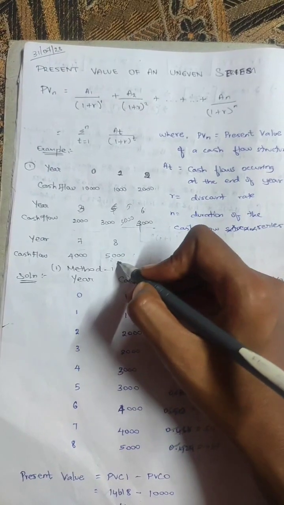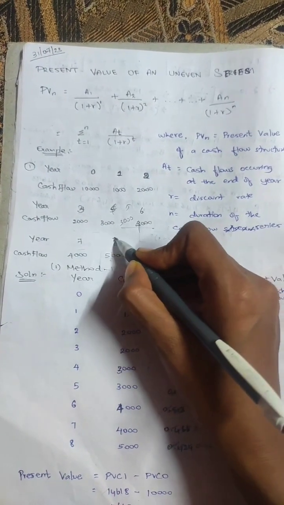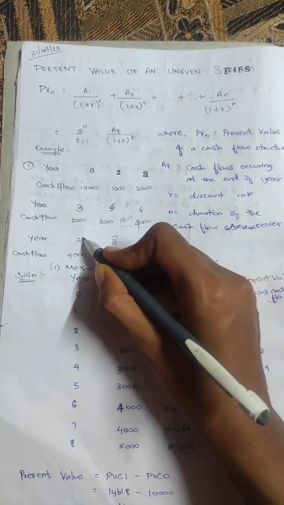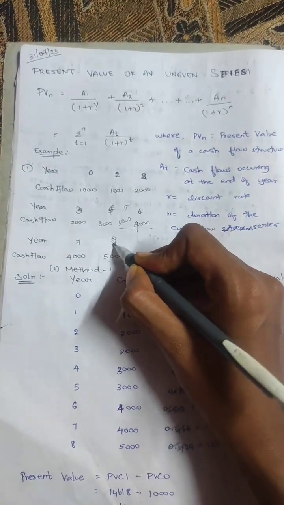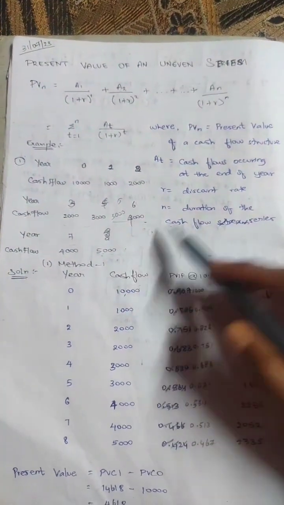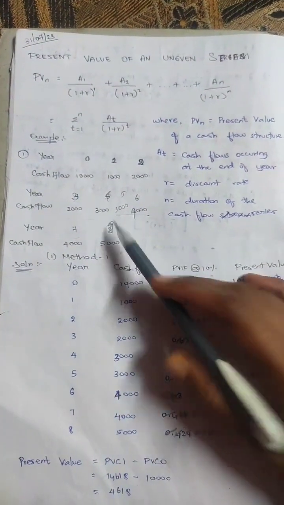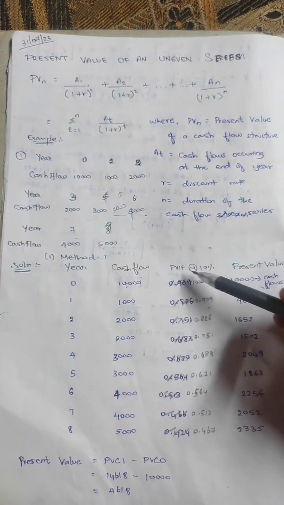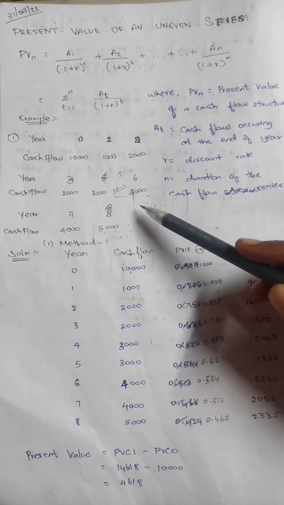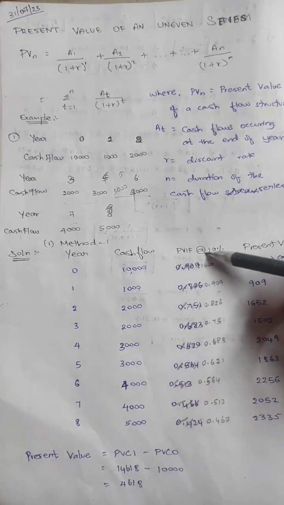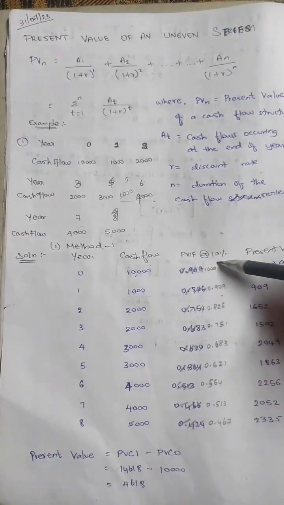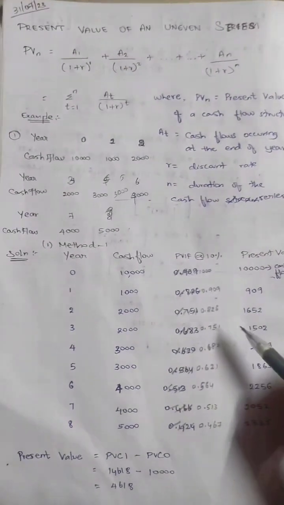4000, and this is the 6th year, 7th year, 8th year. Yeah, correct. 8th year, 5000. So write down the years and then the cash flows as given, and PVIF they will be mentioning in the question. I have not written it here. So 10%, if in the question it is 10, take 10, and present value.